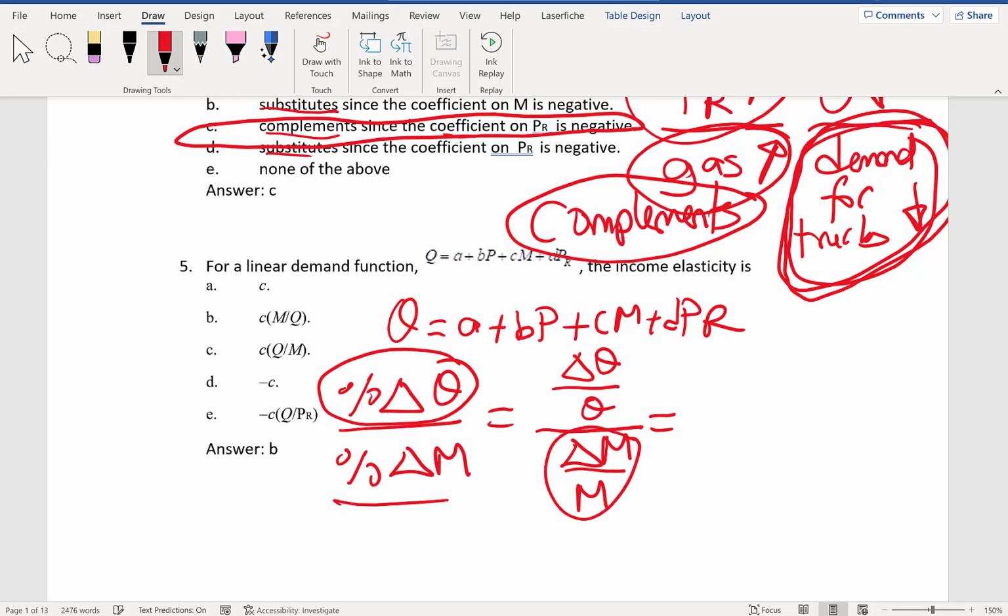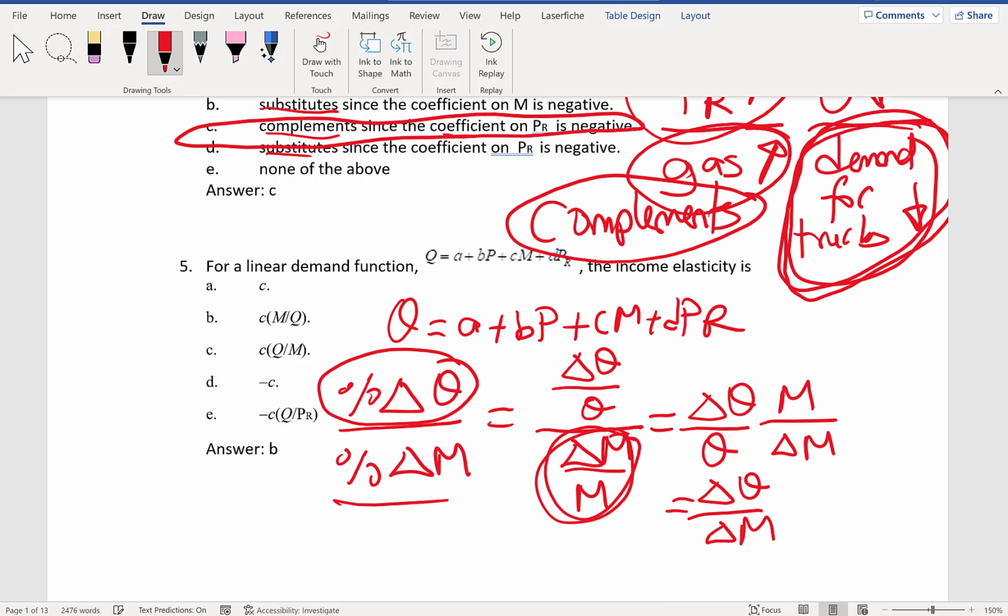We're going to bring this up to the numerator, delta Q divided by Q. You bring this up to the numerator by flipping it, or finding its inverse, according to math. So rearranging, delta Q over delta M, M over Q. Delta Q over delta M is nothing but C here. So this is C here.